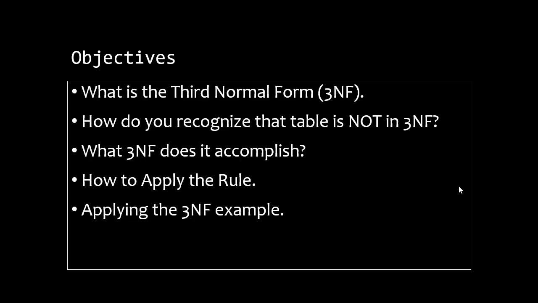With that said, though, it's important that we actually look at it and make sure you understand it so when the situation does occur, you can take care of it accordingly. All right? So we're going to do the same thing we kind of did in the previous videos. We're going to talk about what the third normal form is. We're going to talk about how you recognize that a table is not in third normal form. We're going to figure out what the third normal form accomplishes. We're going to apply the rule, and once again, we'll show you by example how to do so.